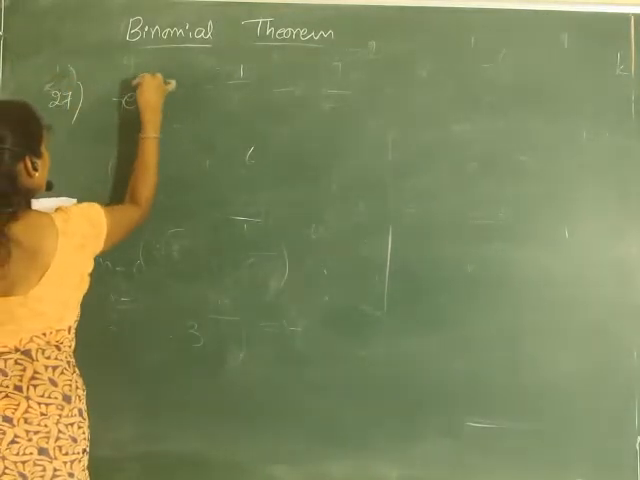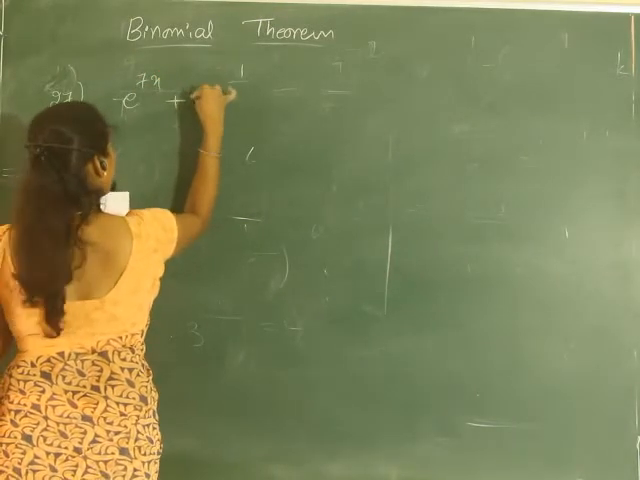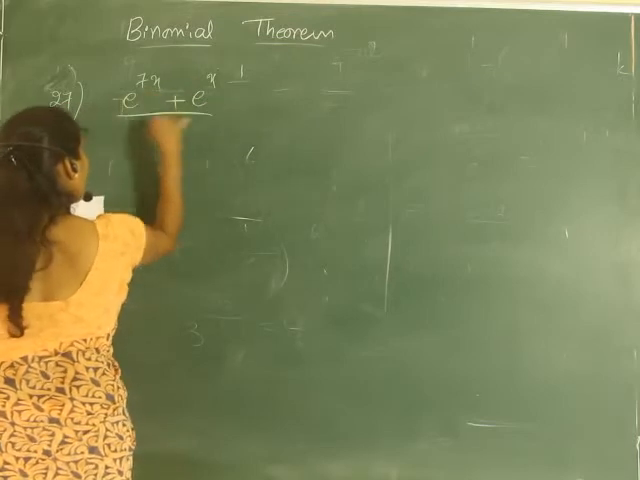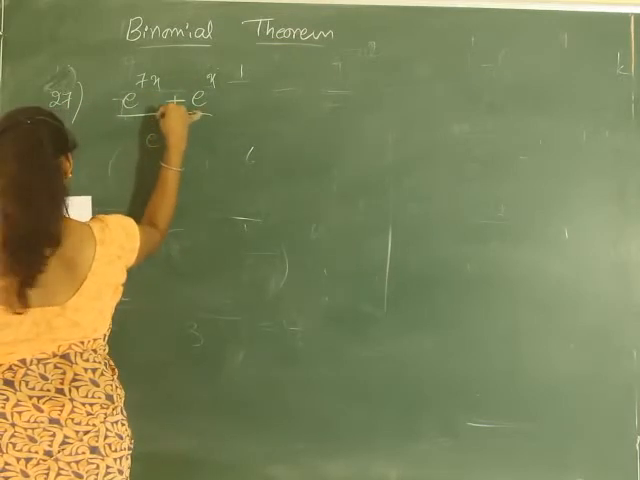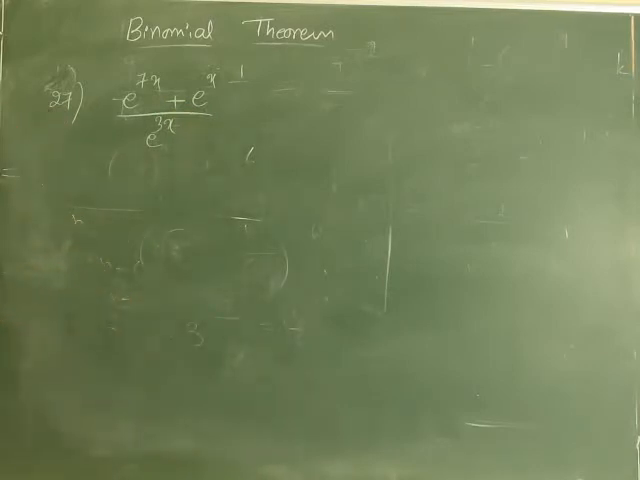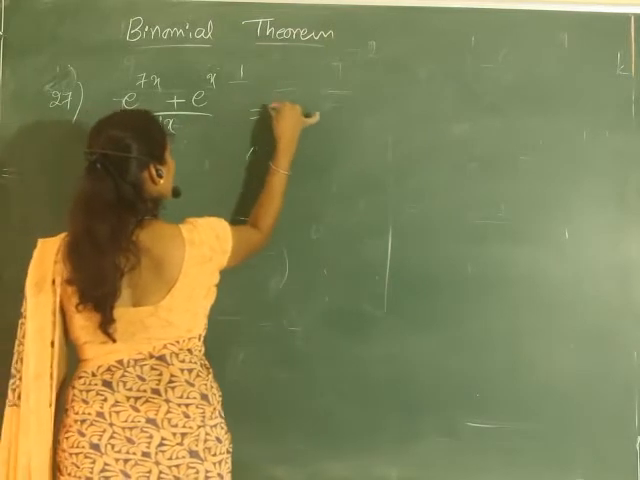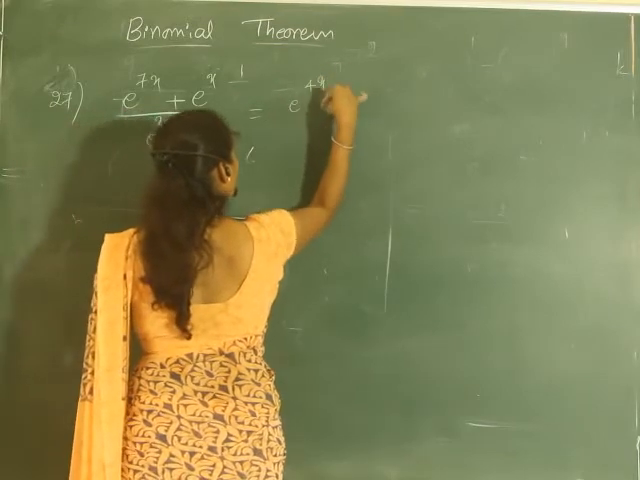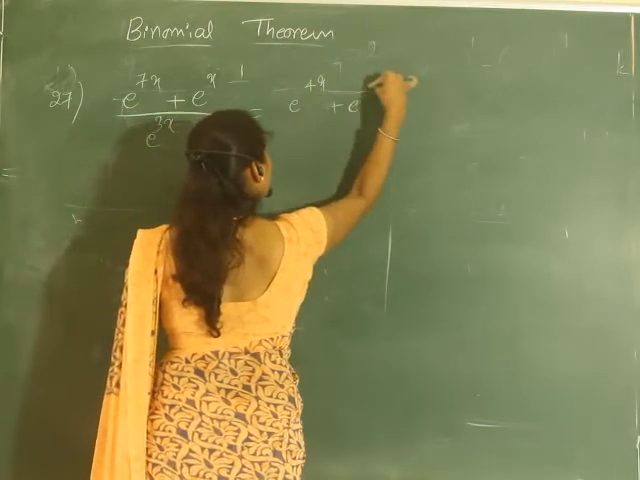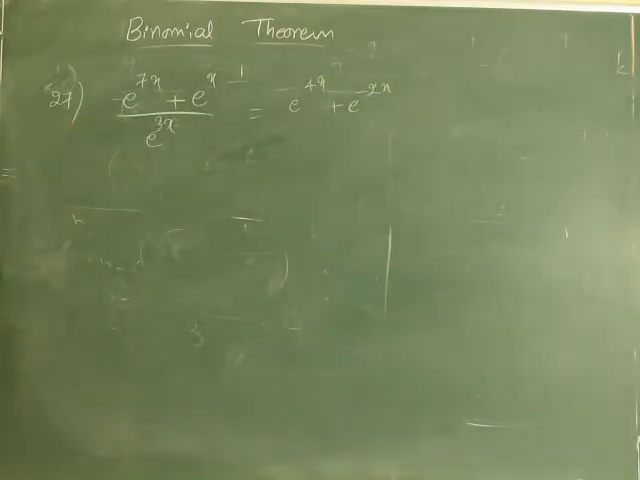So how can we write this: e power 7x plus e power x divided by e power 3x. When we simplify, we get e power 4x plus e power minus 2x. E power 4x plus e power minus 2x.